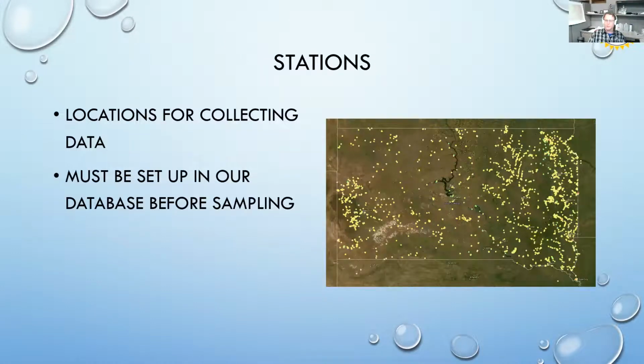Like the stations, those are those yellow dots. They're the locations for collecting data. A site is also kind of an interchangeable term. We have to set all these up in our database before you start sampling, or else your data won't show up on WQMap. And we use a SQL database to house all of our stations and all of our data. So before you do anything and submit samples to a lab, we want to have that all set up so that the data knows where it needs to go.